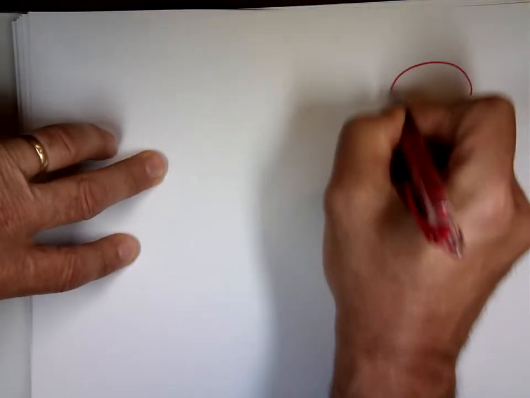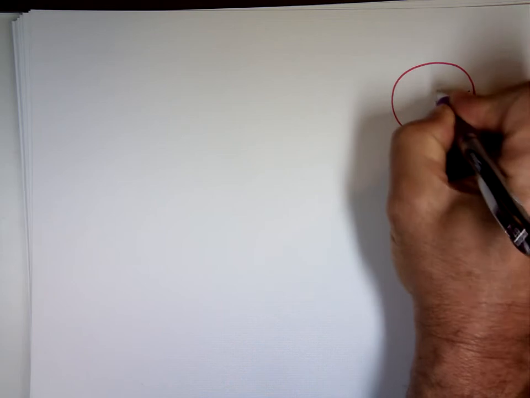Let's take an example. We have a merry-go-round. Here's my round merry-go-round. I'll give you the mass and dimension of it. The radius of the merry-go-round here is 2 meters. That's the radius.